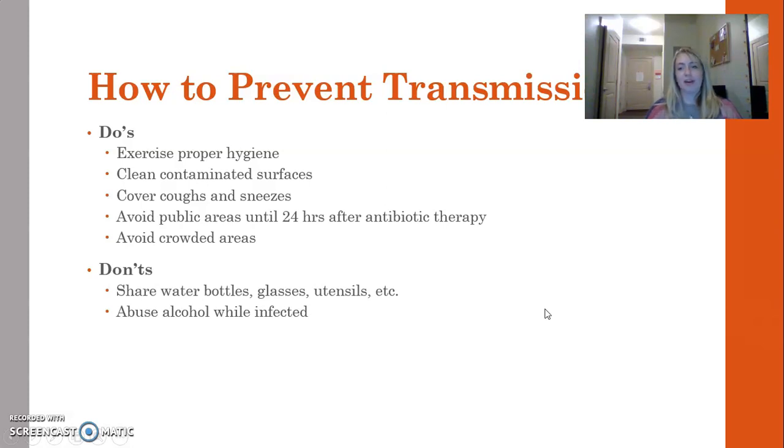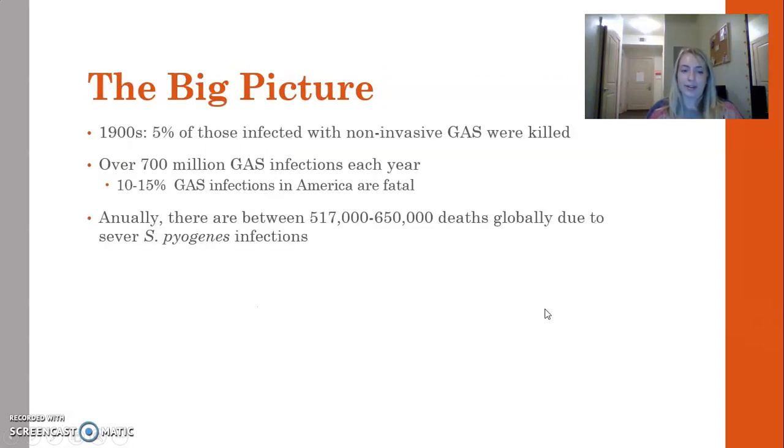the easiest ways to prevent it are just good hygiene. Wash your hands, cover your coughs and sneezes, make sure to clean your contaminated surfaces, and then avoid public areas until 24 hours after your antibiotic therapy has started. That's when you become non-contagious. Furthermore, don't share your glasses, your utensils, anything like that. Try to avoid abusing alcohol and other substances while infected.